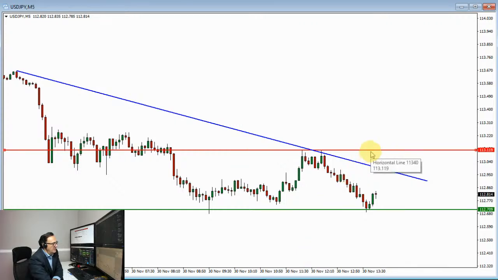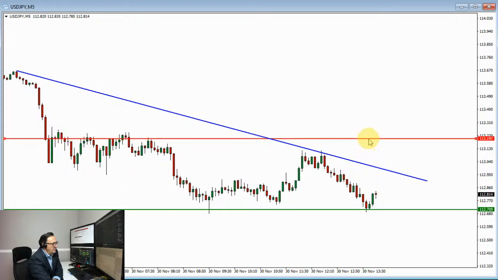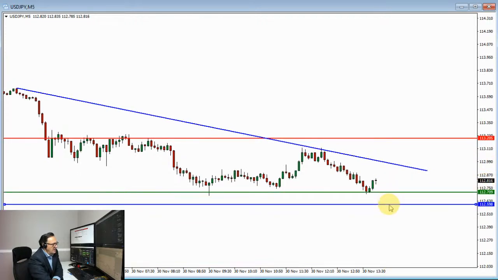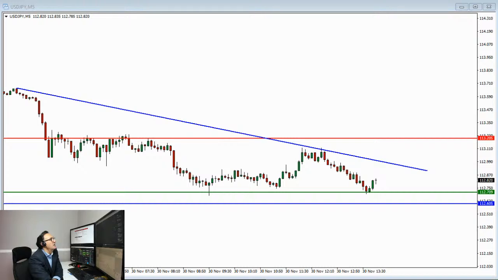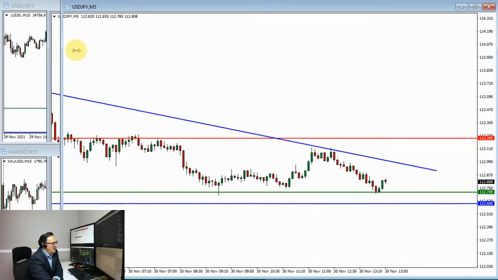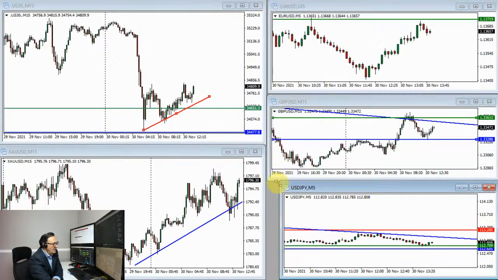So 113.10, 113.20 perhaps for a take profit. If this is my entry, and the stop is going to be very, very tight, maybe 10-15 points to the downside. So if I'm looking at that, my dollar yen trade, I'm going to go long right now, and I'm putting the stop, I'll show you this straight away, 112.60, about 20 points of risk, and my take profit is going to be 113.20. So I'll show you that right now. Highly speculative, yet again, intraday, very much intraday.